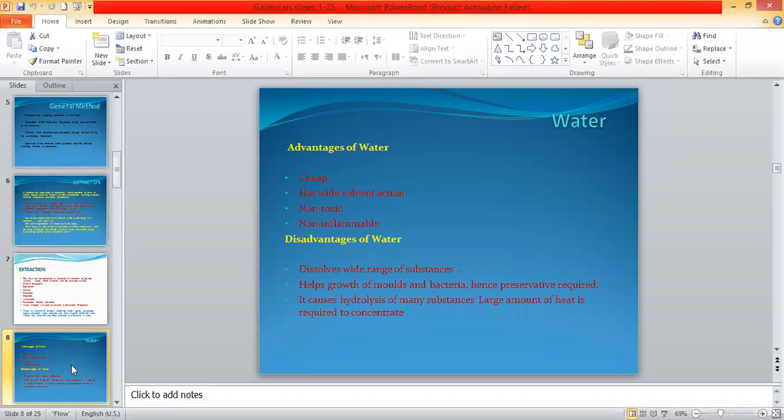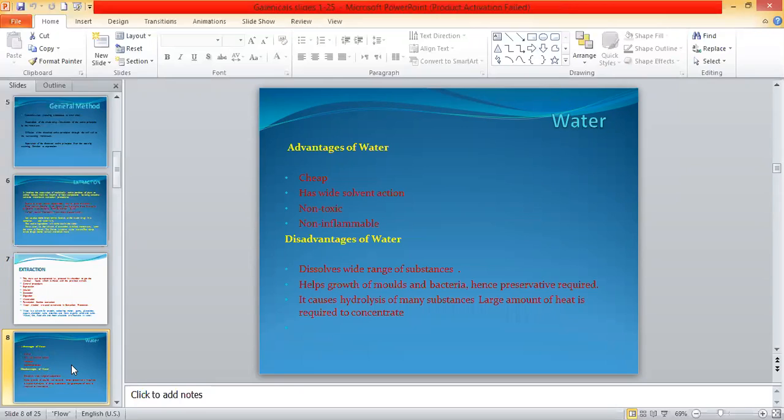What are the disadvantages of water? It dissolves a wide range of substances, even those substances which are not required to be dissolved in water. It helps in the growth of molds and bacteria, and hence a preservative is always required whenever water is used in the preparation of some medicine.